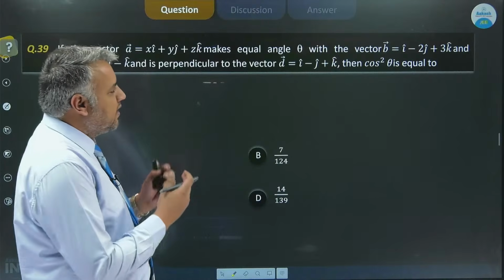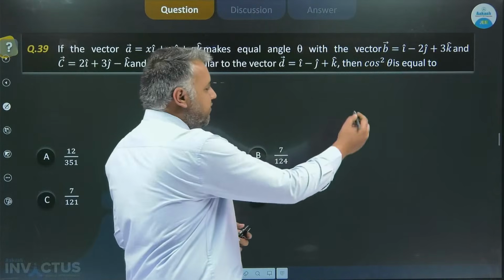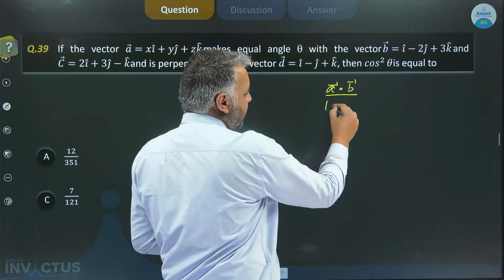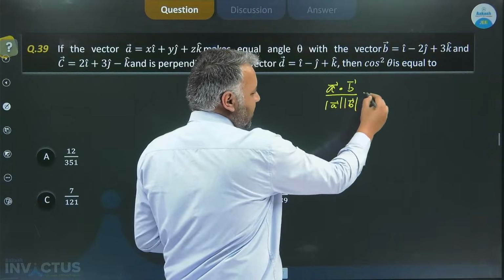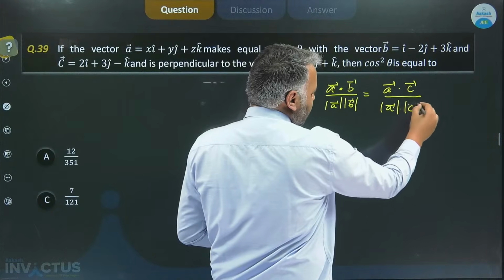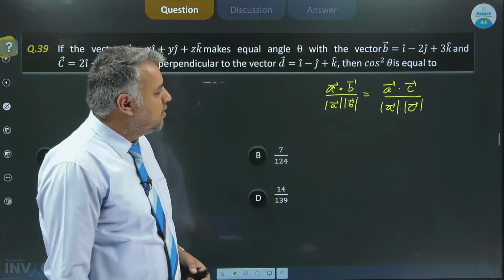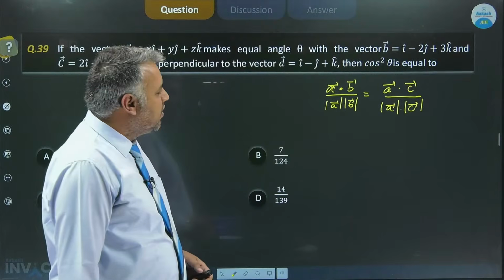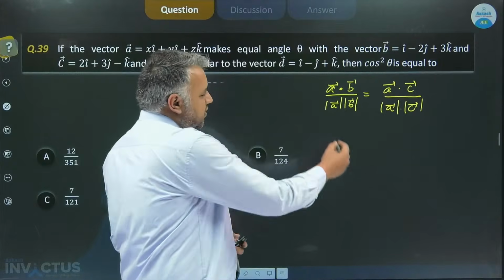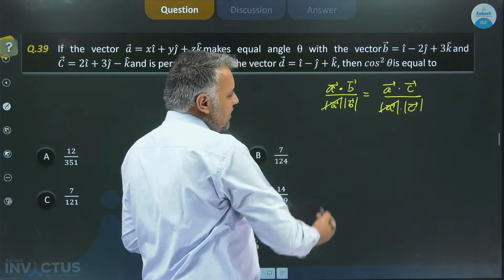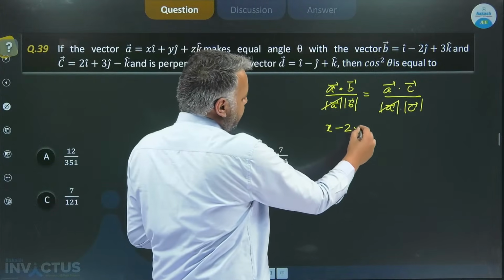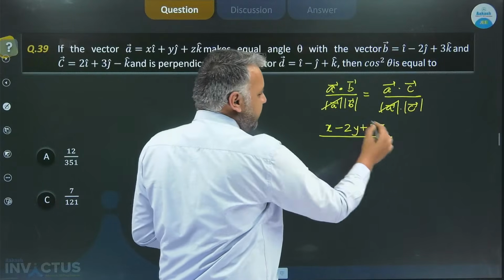Now, if vector A is making an angle theta with B and C, then we must say that A dot B divided by magnitude of A times magnitude of B must be equal to A dot C divided by magnitude of A times magnitude of C. We are equating cos theta from both sides. So if we see A is given as x i cap, y j cap, z k cap, here magnitude of A is cancelled out, and in the numerator we'll get x minus 2y plus 3z divided by magnitude of B.